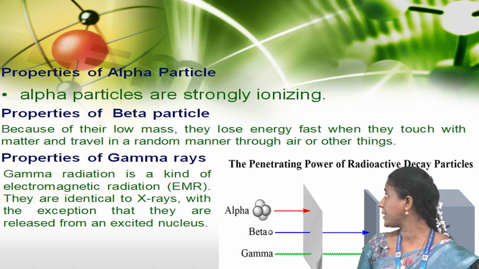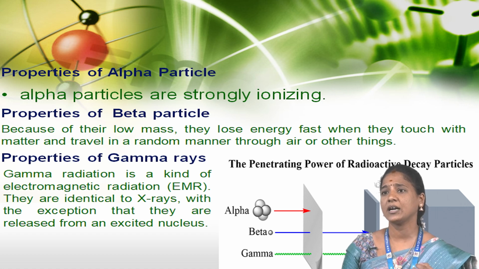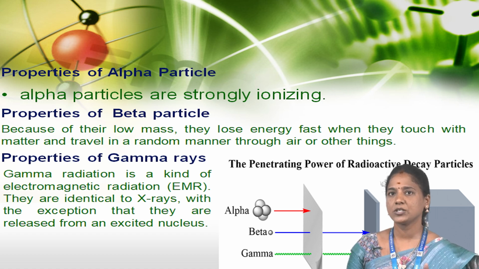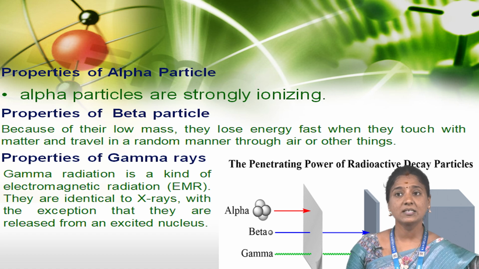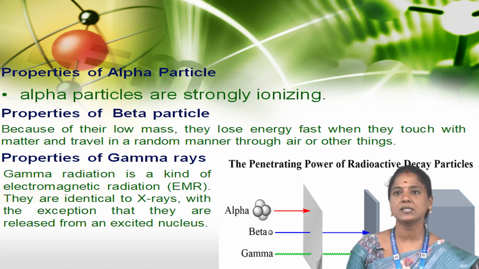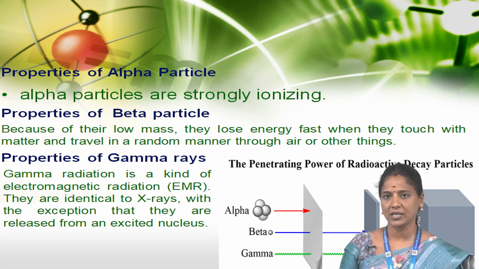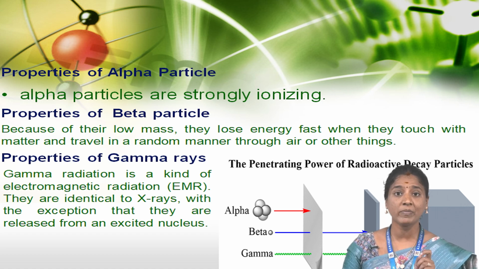Next one, properties of beta particles. Because of their low mass, they lose energy fast when they interact with matter, and travel in a random manner through air or thin things. Beta particles are far less ionizing than alpha particles and as a result do far less damage for the same amount of energy deposition. They generally have air ranges of tens of centimeters. This is energy dependent, and a material range of a few millimeters.